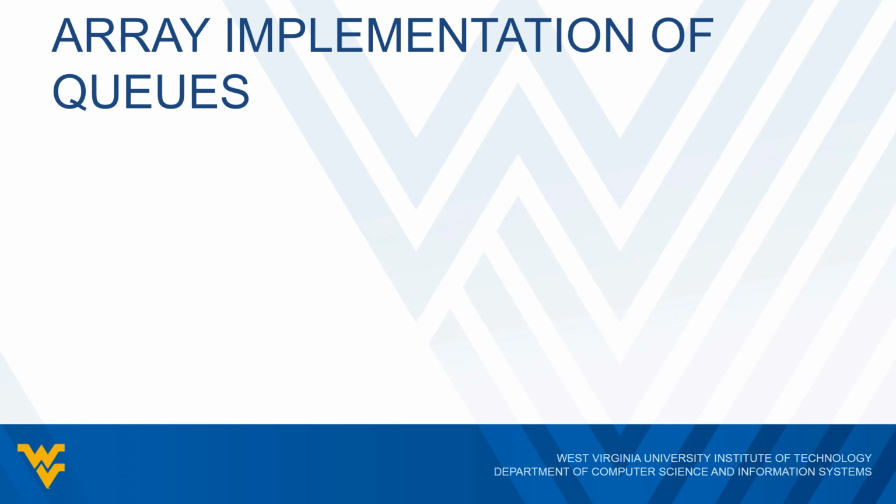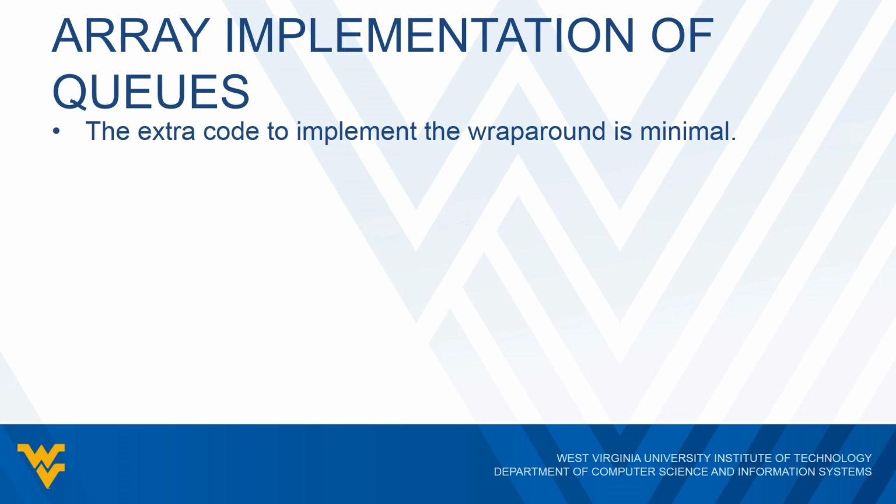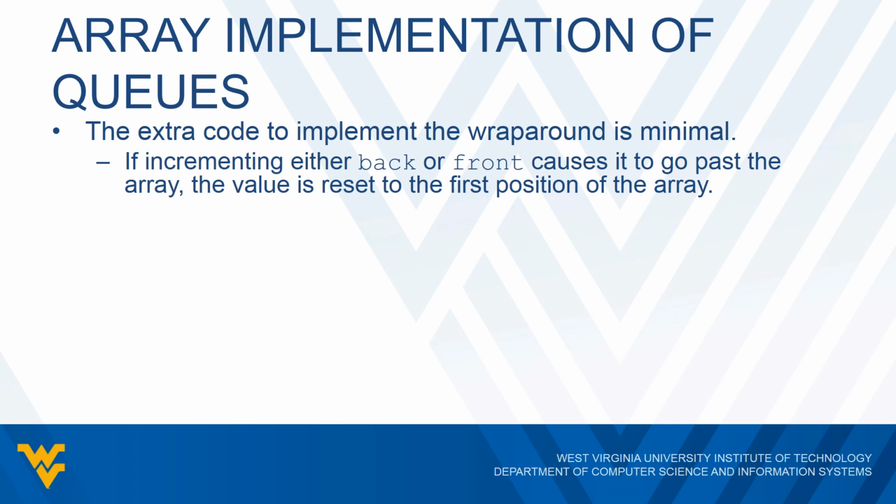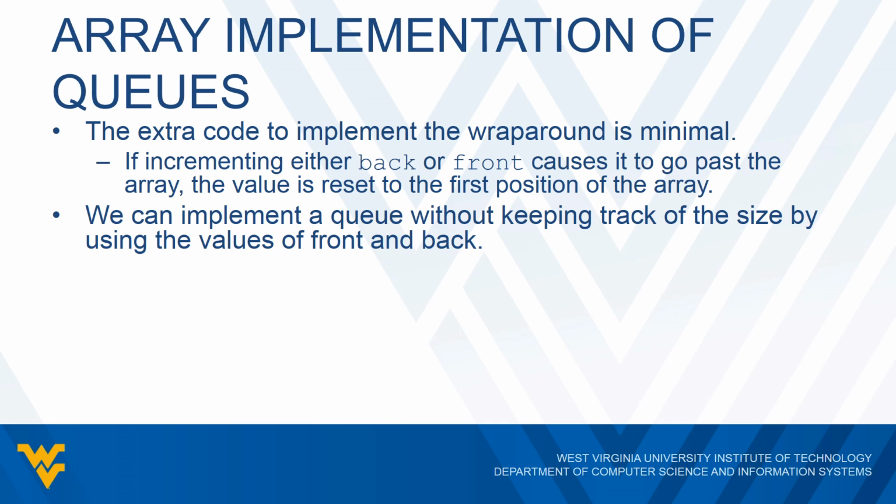Now the extra code that we would need to actually wrap around the array is pretty simple. It doesn't really take a lot of extra work because whenever we increment either back or front, if it causes it to go beyond the array, we'll just reset the value to the first position of the array. So it's just a couple of extra lines of code. Now, one thing we could do with the implementation is do this without having to keep track of the size by using the front and back values. But it is a little tricky to do that, so it's not recommended, but it is possible if you didn't want to keep an extra variable for tracking the size.